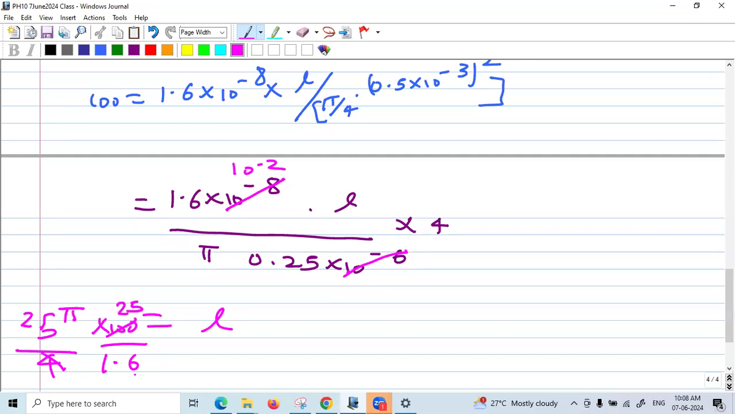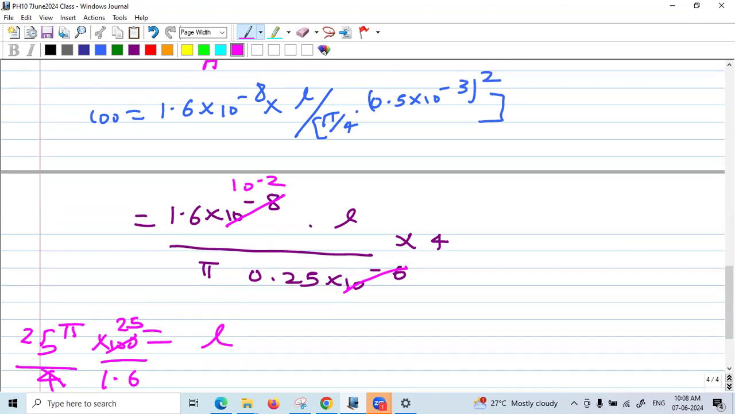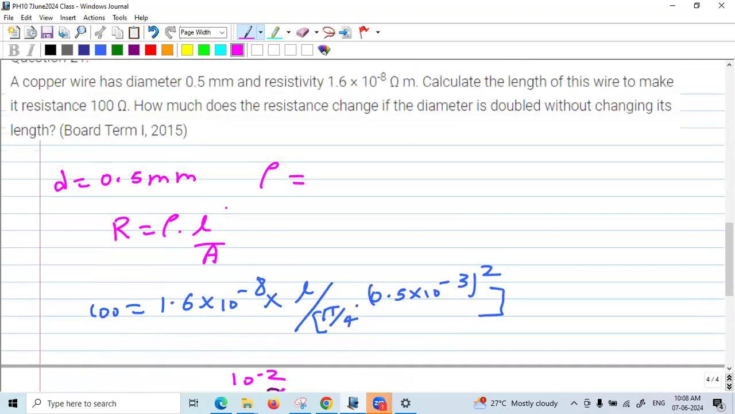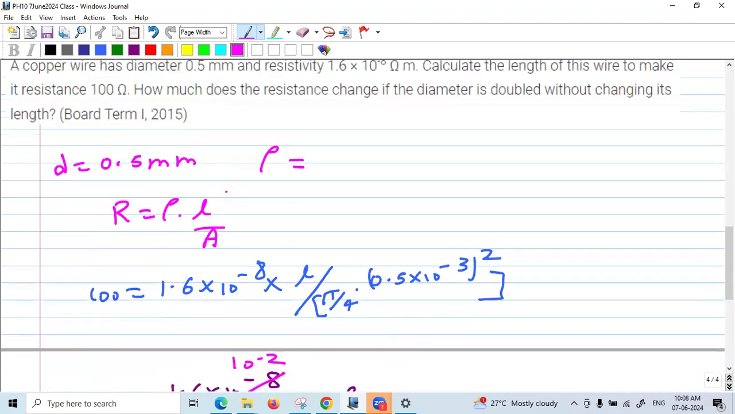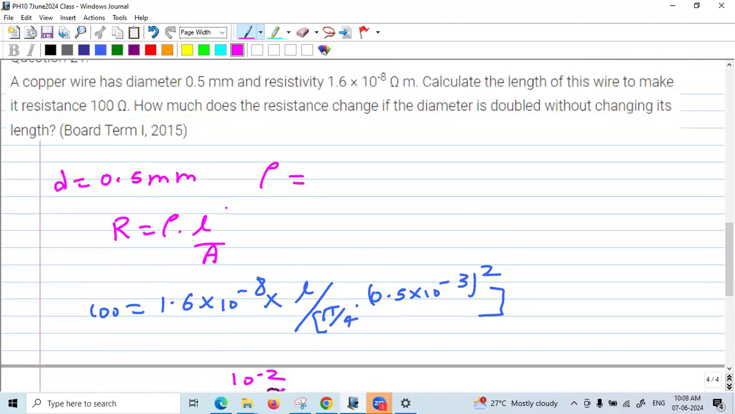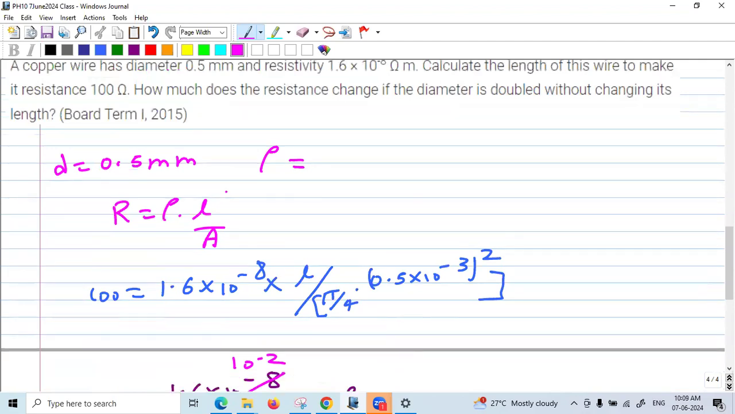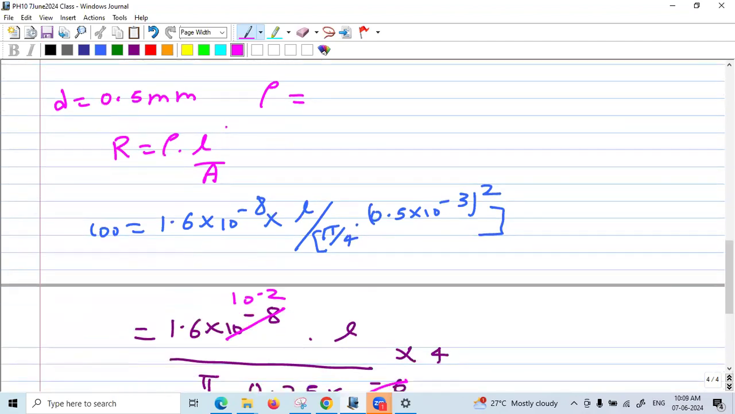Looks like the answer is wrong. Rho is incorrect, right? 100 equals this, this is 100. Rho is 1.6.